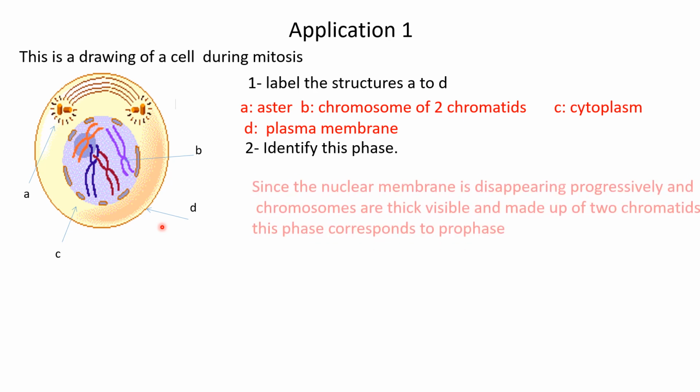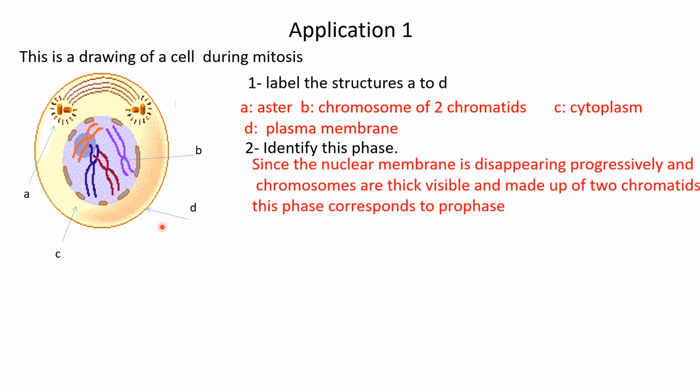Yes, this phase corresponds to prophase. When the question is to identify, you need always to justify your answer. So, how do we know that this is prophase? Since the nuclear membrane is disappearing progressively and the chromosomes are visible inside the nucleus, thick, can be counted, made up of 2 chromatids each, then this is prophase.